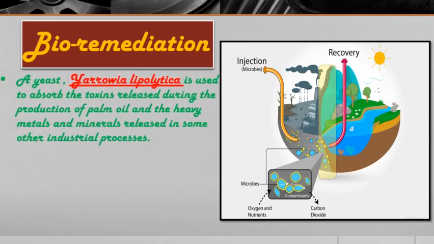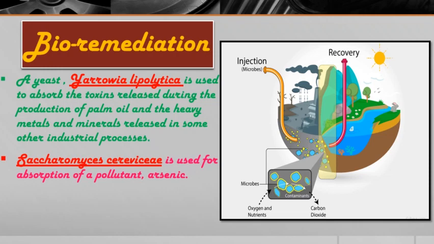So here, yeast can be used in bioremediation. So the yeast Yarrowia lipolytica is used to absorb the toxins released during the production of palm oil and the heavy metals and minerals released in some other industrial processes. So this type of yeast, Yarrowia lipolytica, is used to absorb the toxins from the industries.